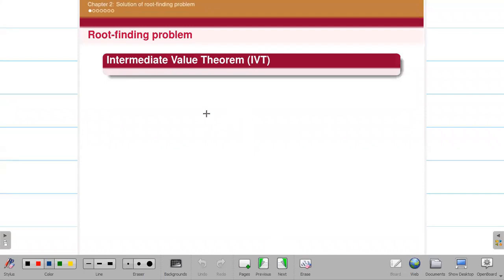Actually, in the second chapter, we will find out the root finding problems. We will discuss the root finding problems in this chapter, and we will do 4 methods here. That is bisection, Newton, secant, and fixed point iteration. Okay. So first of all, we will discuss one important theorem, that is the intermediate value theorem. Actually, this is the theorem that will help you to find the interval.